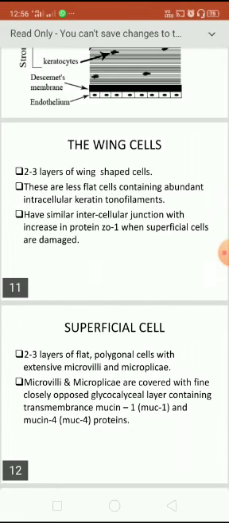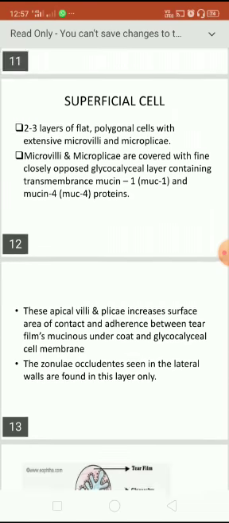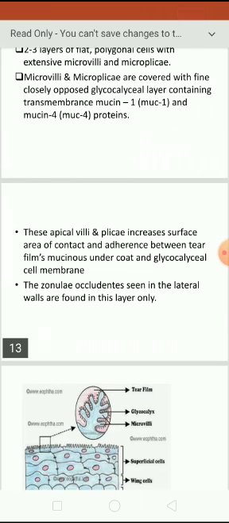The superficial cells are 2 to 3 layers of flat polygonal cells with extensive microvilli and microplicae. These microvilli are covered with a fine, closely opposed glycocalyceal layer which contains transmembrane mucin 1 and 4 proteins. These apical villi increase the surface area of contact and adherence between the tear film mucinous undercoat and the glycocalyceal cell membrane. The zonula occludens seen in the lateral walls are found in this layer only.